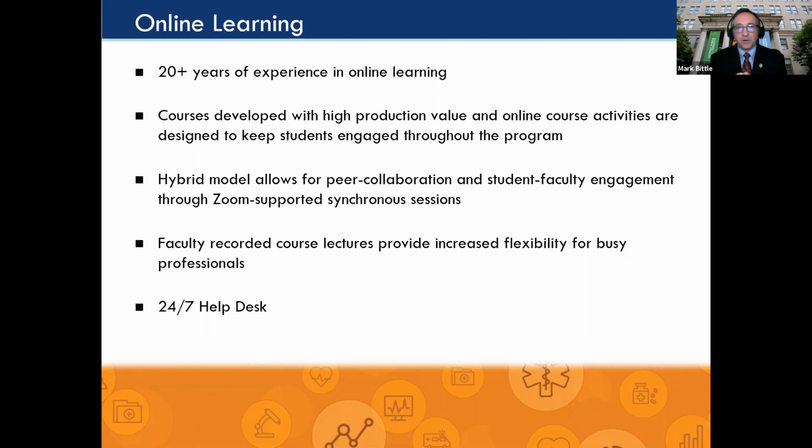24/7 help desk. So if you ever have issues while you're taking your course, faculty are there to be the resource, but if you have technical or other broader issues, there's always someone to turn to 24/7.